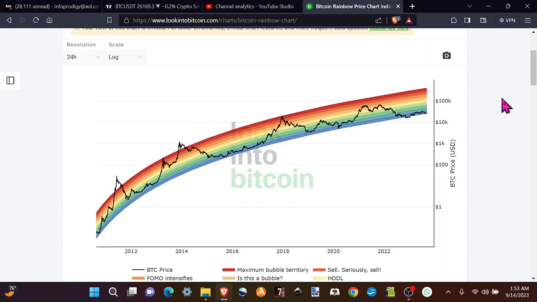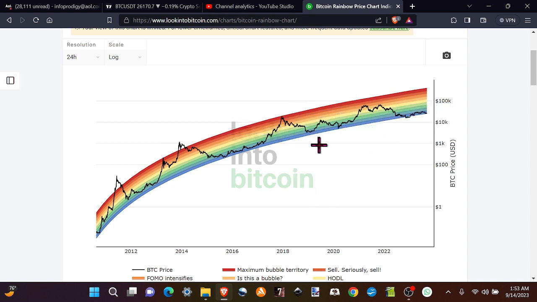Now, the thing to remember about this is when the black line reaches up into the warmer colors, these are deviations to the upside, meaning deviations in price above the logarithmic growth curve, right? Above the curve. Or you can say a bit on the expensive side. Overbought, overheated, right?